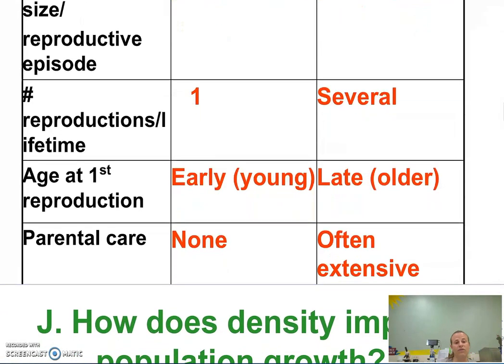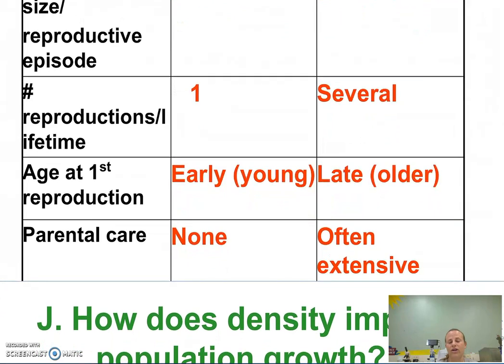R-selected organisms have no parental care. You're kind of left to fend on your own. It's a sink or swim kind of situation, whereas your K-selected organisms often have extensive parental care. In fact, some organisms stay with their parents for their entire lifespan.